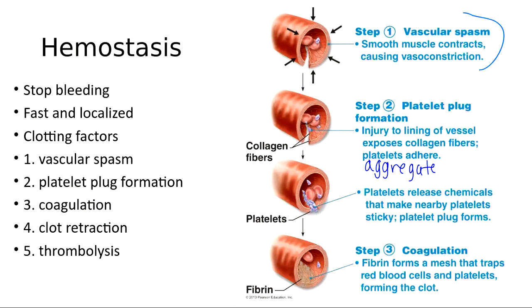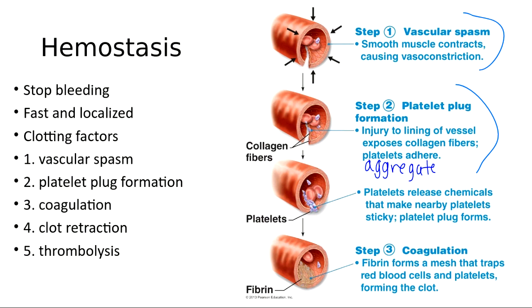Step 2, platelets form a plug. That is called aggregation. Platelets are going to become more sticky thanks to this factor called von Willebrand factor. VWF causes them to become more sticky, and they're going to adhere to each other, and that forms a plug of platelets. They seal the broken space in the wall. They form a plug. All right.